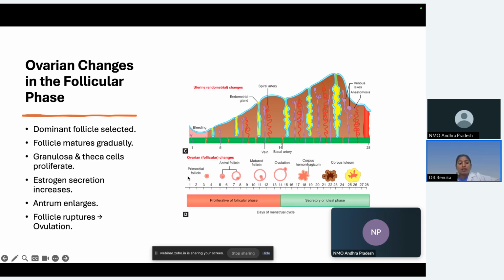What happens in the ovary? Firstly, the dominant follicle is selected. The follicle gradually matures. Granulosa cells and theca cells are proliferating. Estrogen secretion is increased. The antrum is enlarging. And finally, the follicle is ruptured and then ovulation is occurring. These are the ovarian changes.